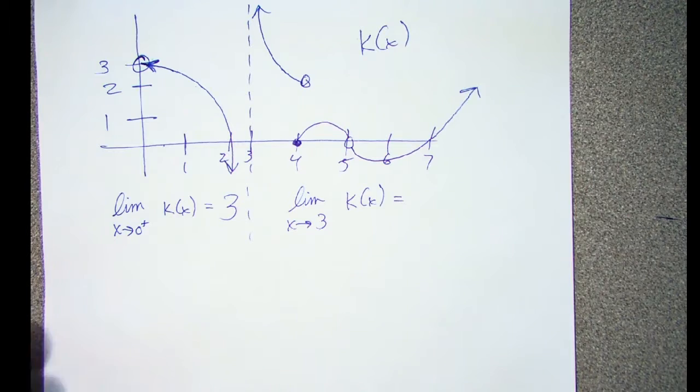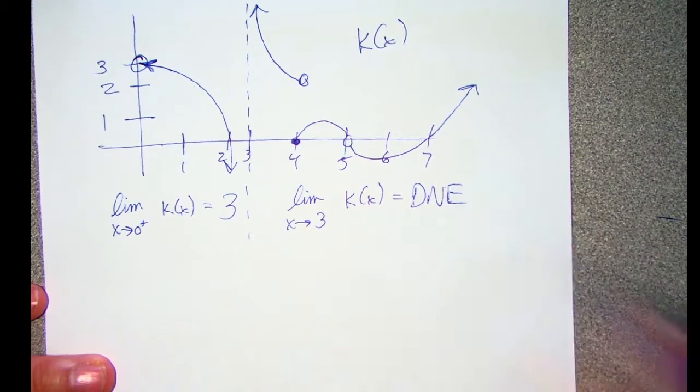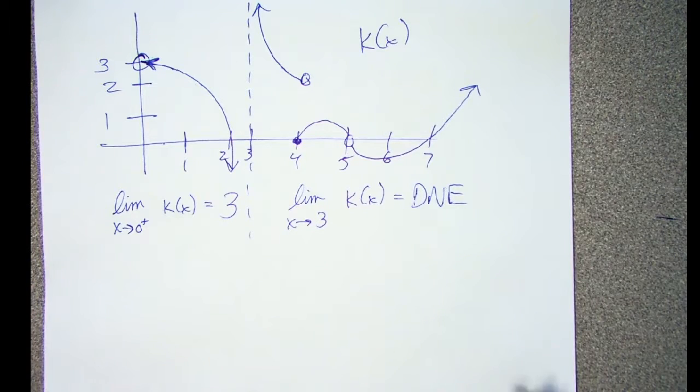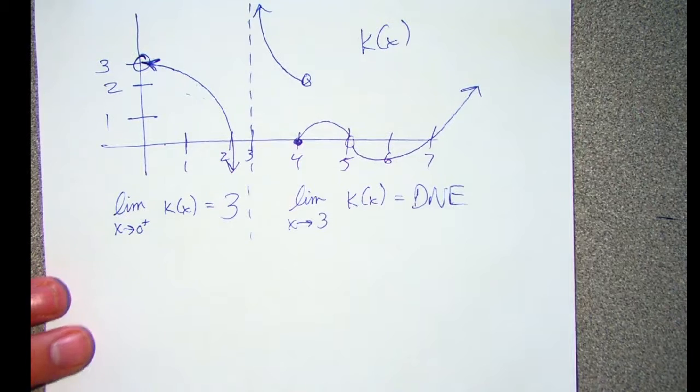So the limit doesn't exist because we're heading towards infinity, but also the limit doesn't exist because it's different from each side. So the roads don't come together. From this side we're going down forever, from this side we're going up forever. And so because those aren't the same, your limit doesn't exist.